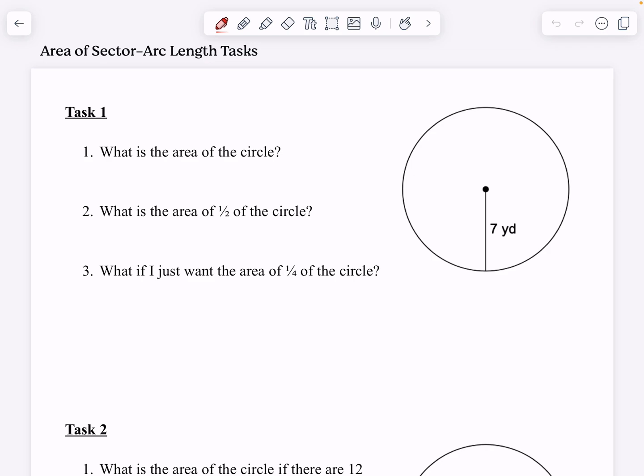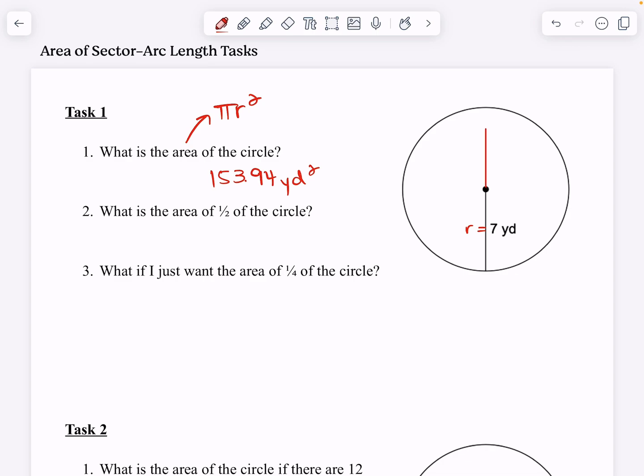So please remember that area is pi r squared. And in this case, r is 7. So I'm going to type that into Desmos to get that the area of the circle that we're dealing with is 153.94 yards squared. And we can start thinking about sectors right now.